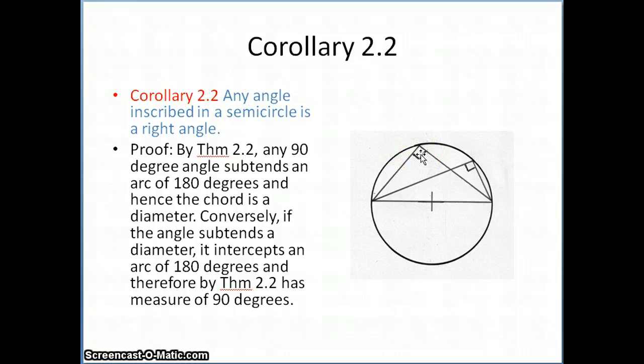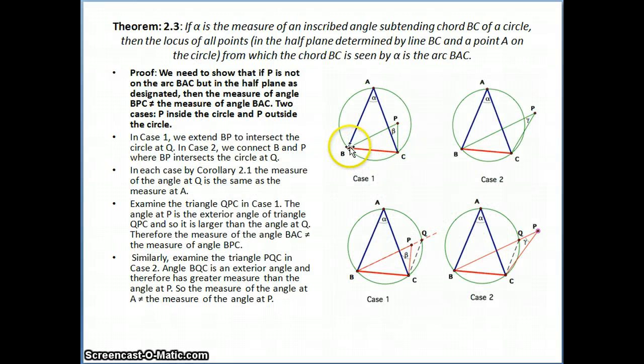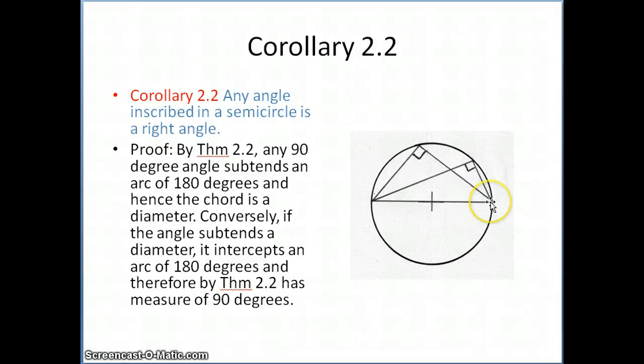So this is a very interesting, very useful property. Of course, it only applies if this chord is a diameter. For example, if you look here, this BC is not through the center, so it's not a diameter, so this alpha cannot be 90 degrees. But if this chord is a diameter, it's a 180 degree chord, and by theorem 2.2, this 90 degree angle subtends the arc of 180 degrees.